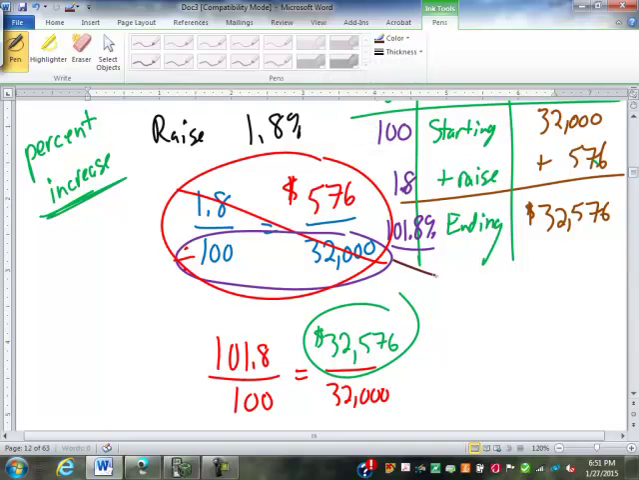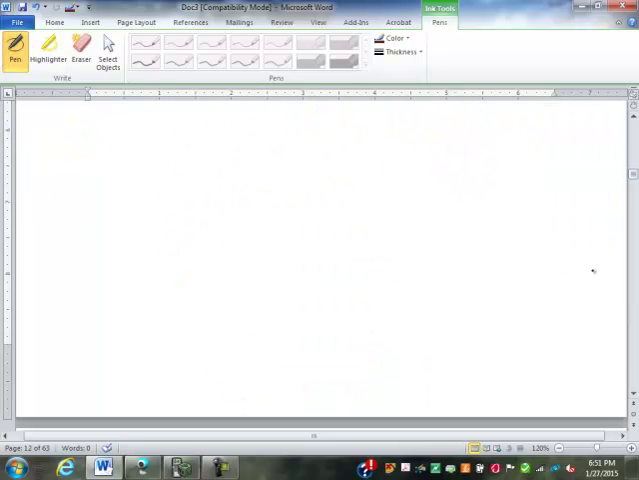In fact, this little table I made up here is actually quite a useful tool. We'll actually use that in some of these problems. I use it a lot in these problems, and I'll show you why. For example, we could use it in finding the amount of the increase.